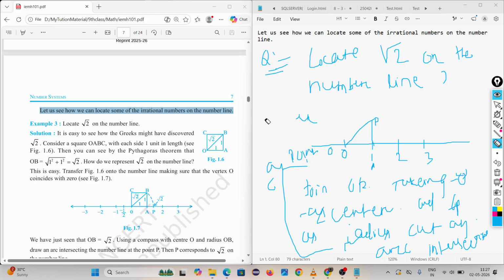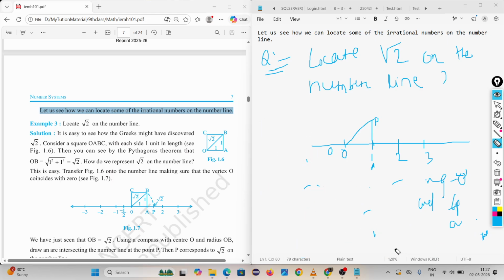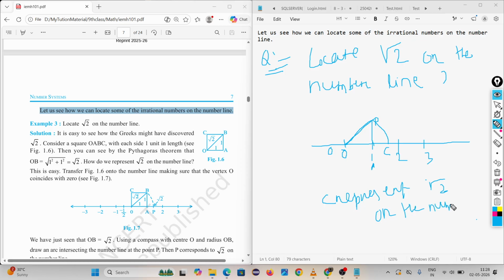That means taking O as the center and OP as the radius, mark one arc and name the point as C. C represents root 2 on the number line. In exam, you have to do everything by using your scale and compass. It is the rough diagram. You can do that. Complete.